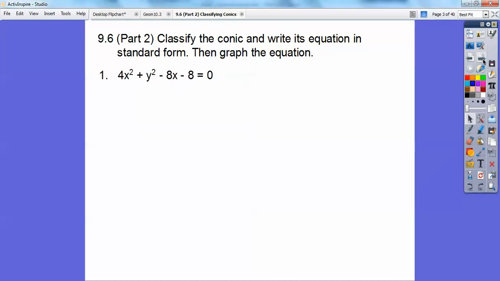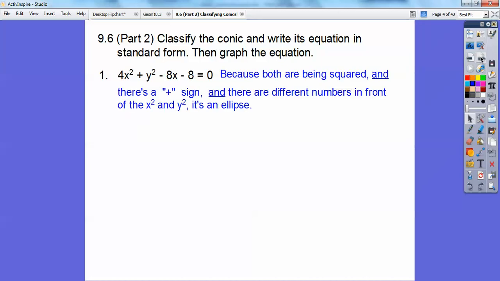So let's go ahead and start this one. Classify the conic and write its equation in standard form, then graph the equation. Can you see there's a plus sign right there, and there's an x squared and a y squared, and since there are different numbers in front of the x squared and the y squared, this is an ellipse.